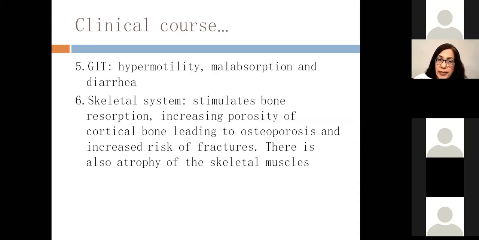In the GIT, there is hypermotility, malabsorption, and diarrhea. The skeletal system: there is stimulation of bone resorption and increased porosity of cortical bone, leading to osteoporosis and increased risk of fractures. There is also atrophy of the skeletal muscle.